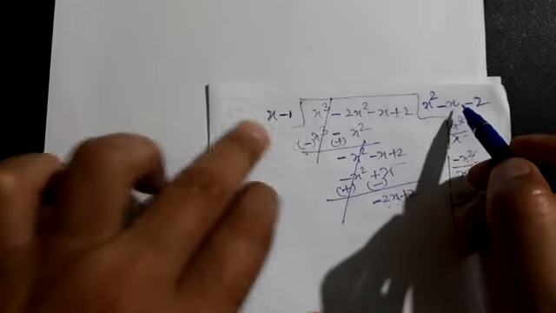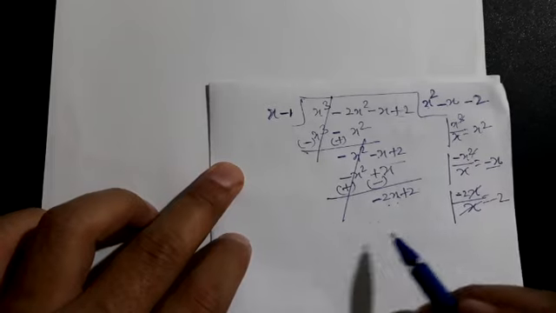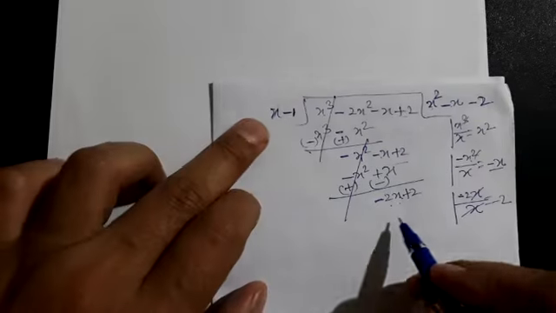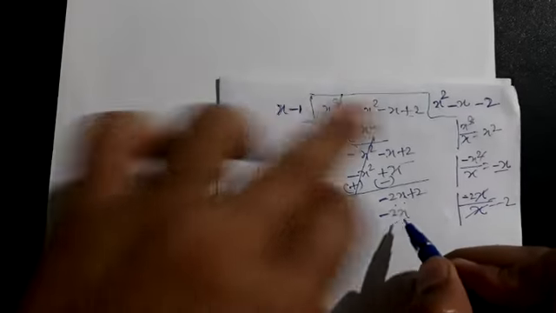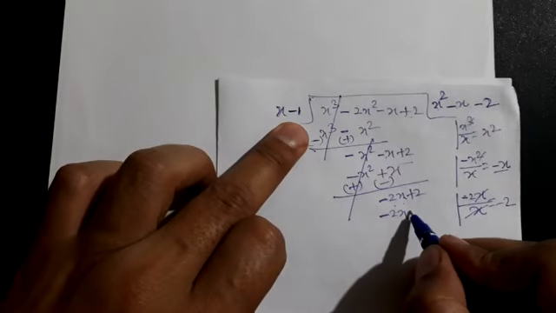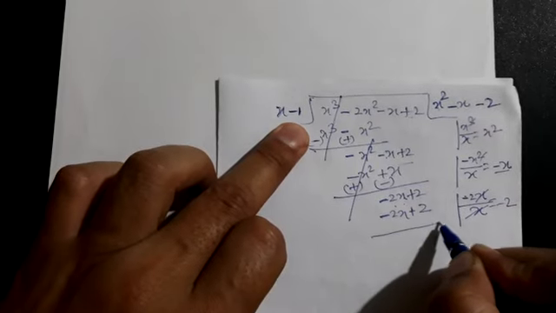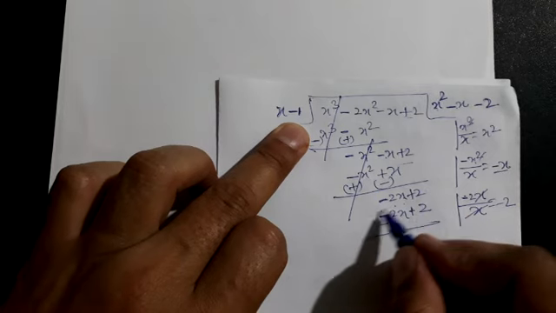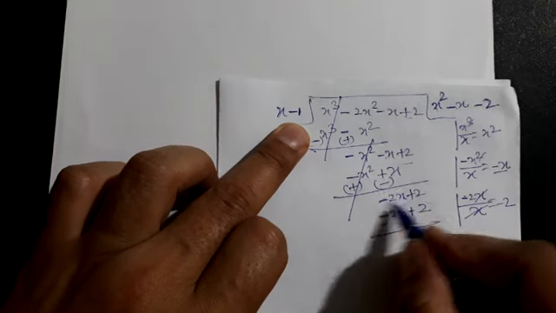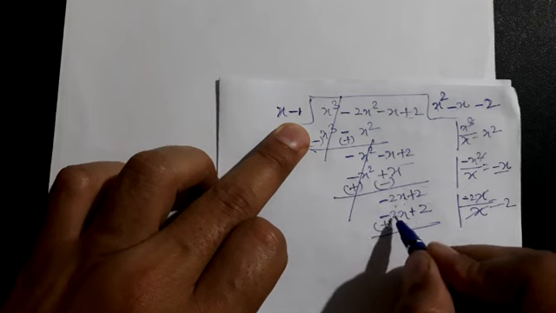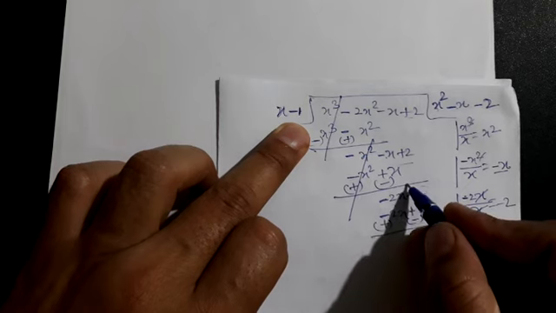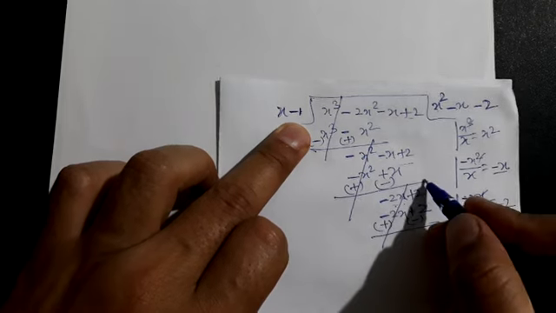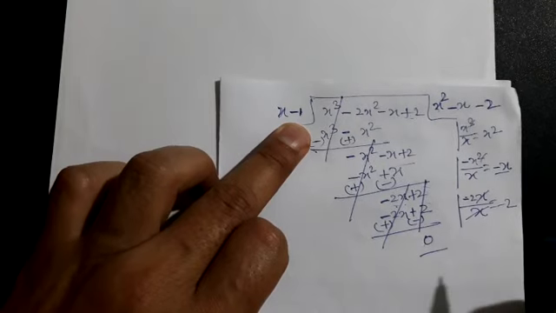Now you multiply this divisor by minus 2 and write the product here: minus 2 into x is minus 2x, and minus 2 into minus 1 is plus 2. Again the signs will change, since you are subtracting this polynomial from the other polynomial. It becomes positive, it becomes negative. So plus 2x minus 2x cancel, plus 2 minus 2 cancel, giving 0. Our remainder is 0 here.